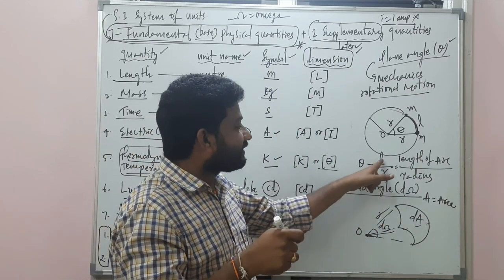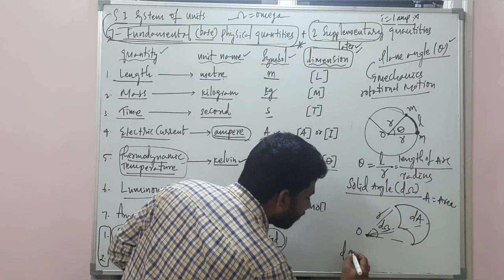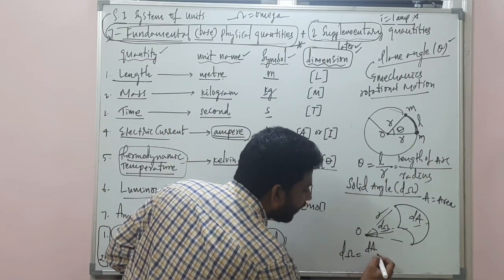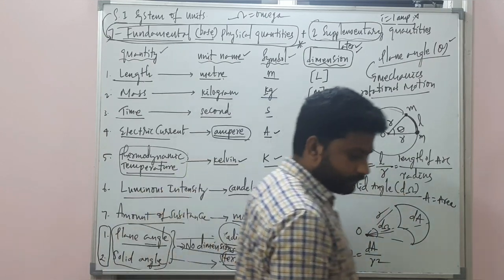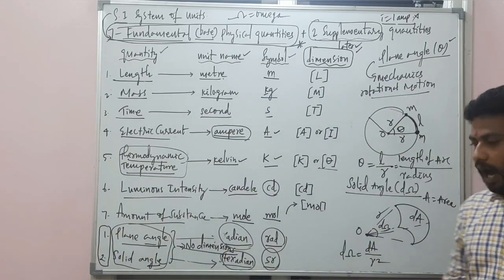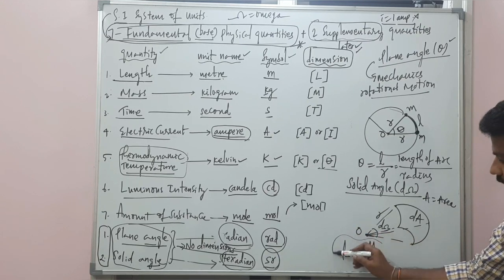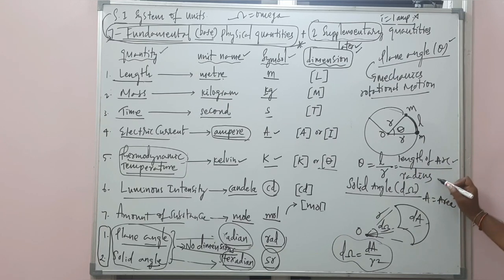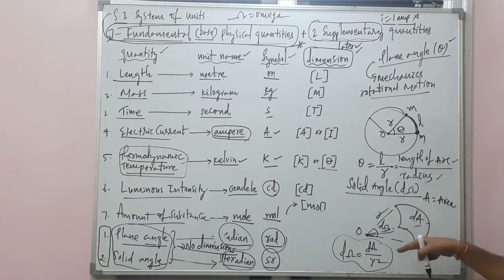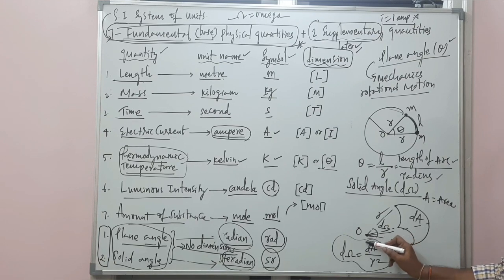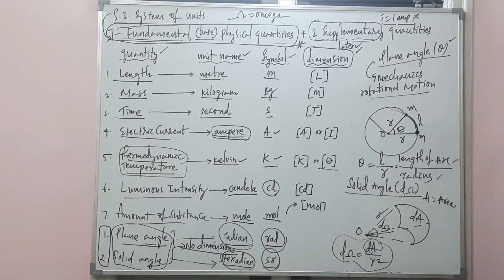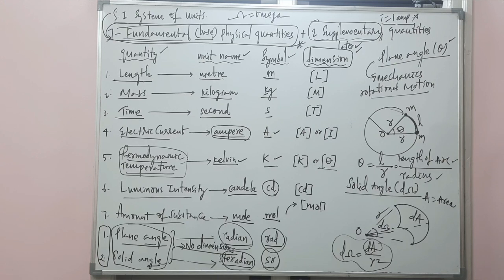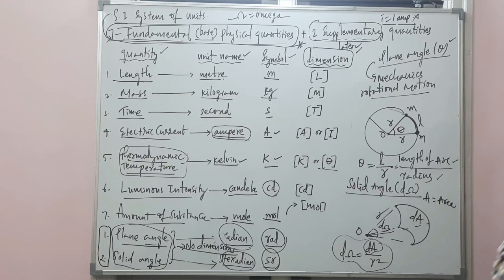Like plane angle theta is L by R, d omega is equal to dA by R square. Carefully see, it's a formula here. What is the formula for the plane angle? Plane angle is equal to length of the arc by radius. The same way, solid angle is equal to the small area we have considered, by square of the radius. You understand? Here also there won't be any dimensions.